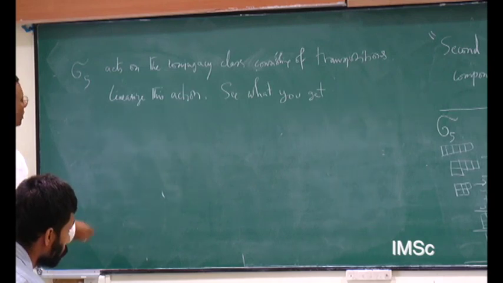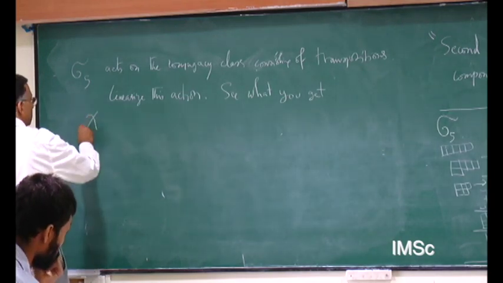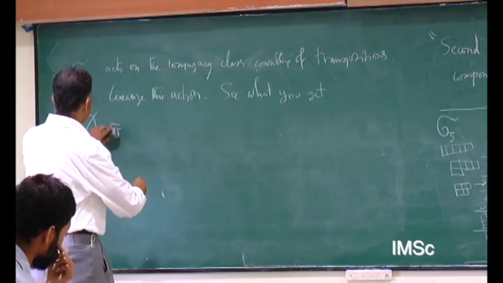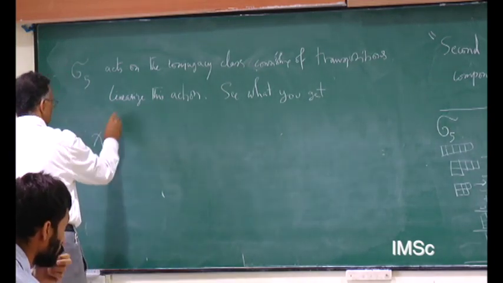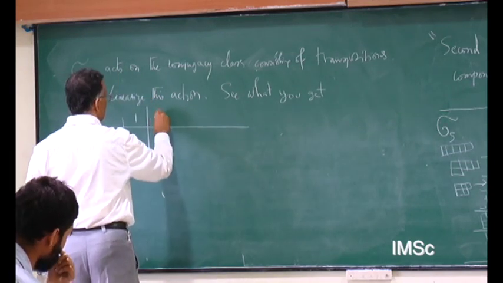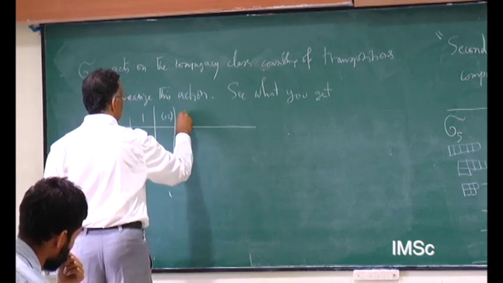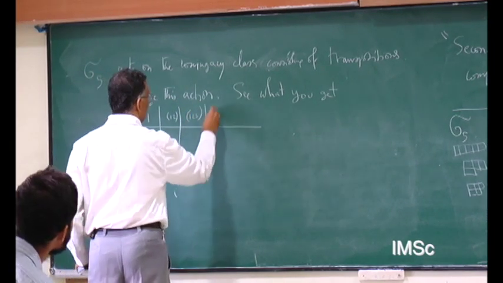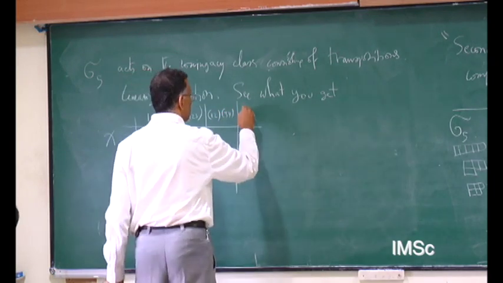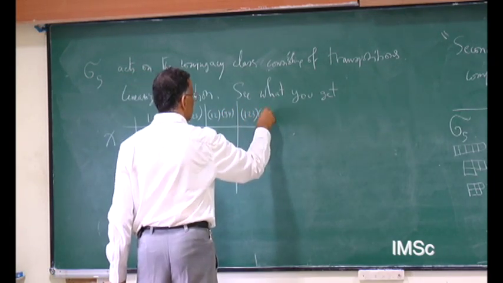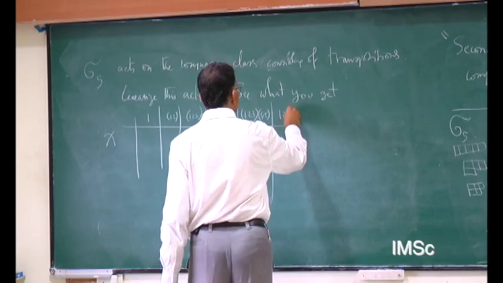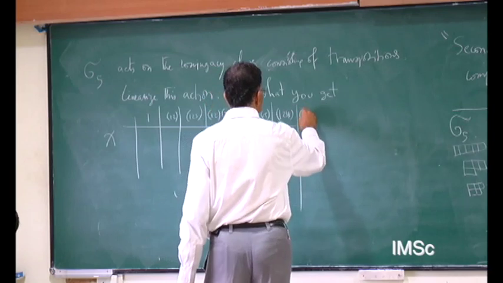So what is chi of this? I will again write here chi, and then I'll write 1, 1, 2, 1, 2, 3, 1, 2, 3, 4, 1, 2, 3, 4, 5, 1, 2, 3, 4, 1, 2, 3, 4, 5.